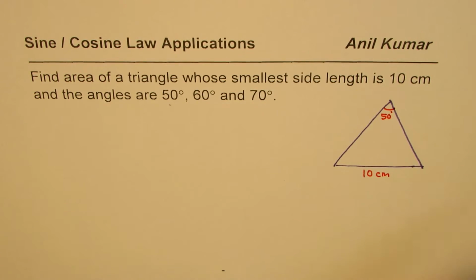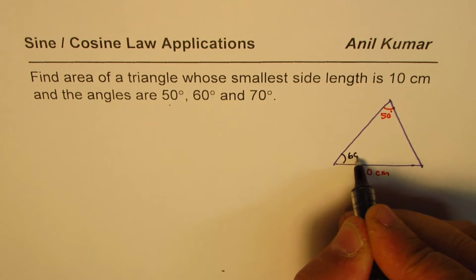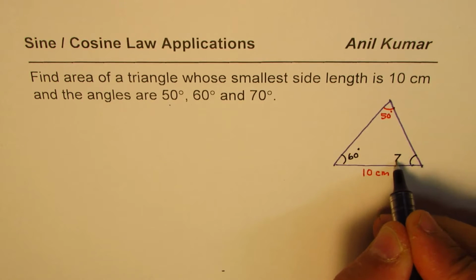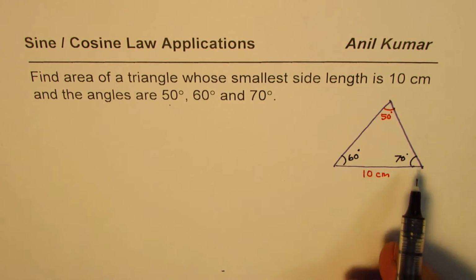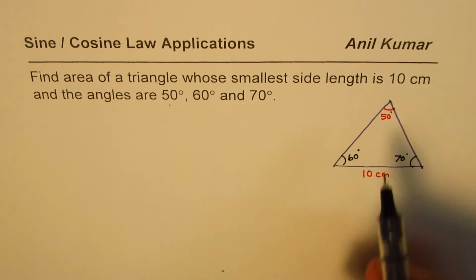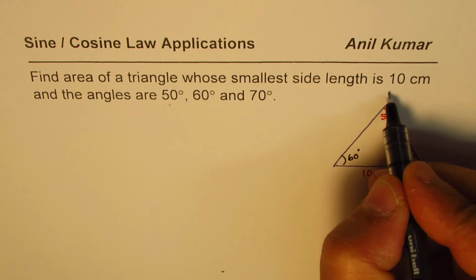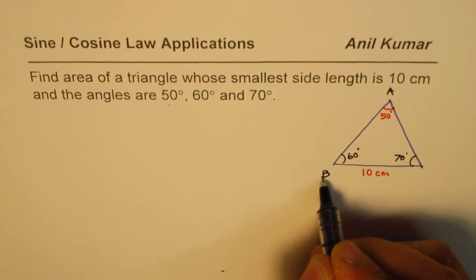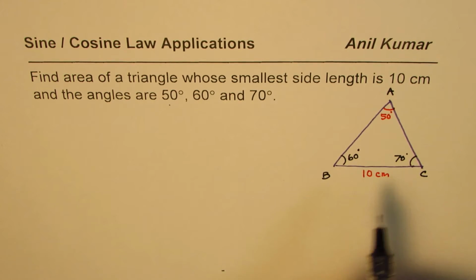Now, as per your diagram, you could say the other angles are 60 degrees and 70 degrees, right? So that is what is given to us. We are given a triangle, and in this particular triangle, the smallest side is also given. So let me say the triangle for us is ABC. The smallest side A is 10 centimeters. Now we need to find the area of the triangle.